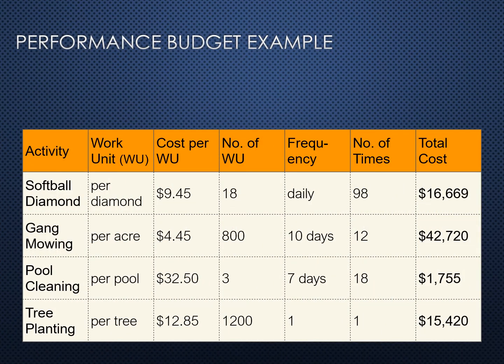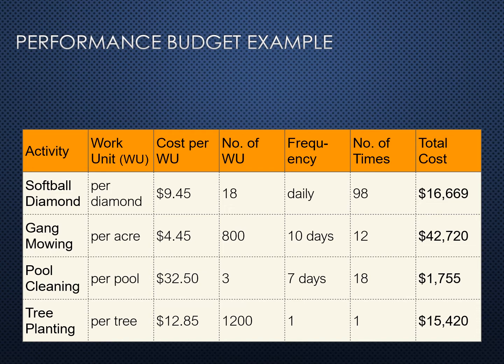So let's take a look at this a little bit more. We've got different activities, and here we can see how we've broken it down. Our activities are the softball diamond, gang mowing, pool cleaning, and tree planting. So we can see the work units we've established. For softball, we're looking at per diamond prep cost. It costs us about $9.45 to prep a softball diamond. We have 18 of those, and we have to do it daily.